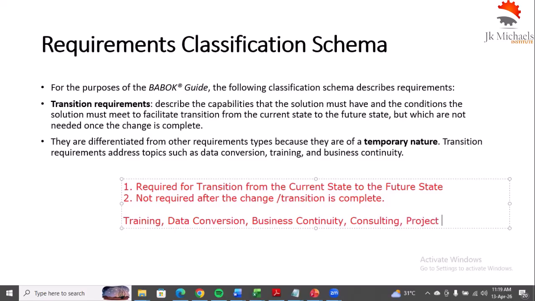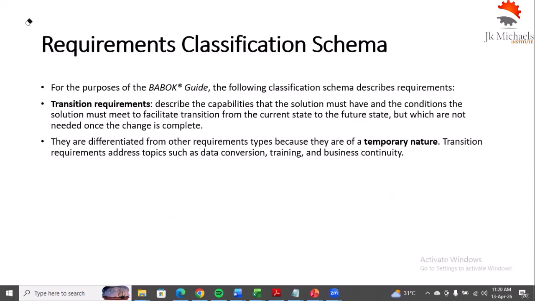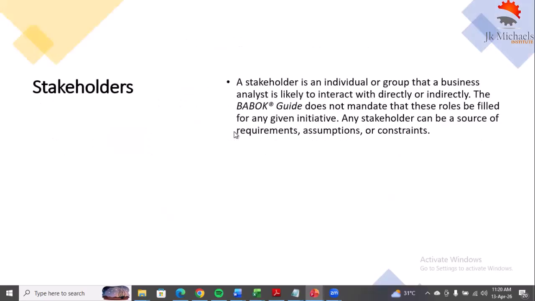Certain kinds of project activities, right? Would be basically transition requirements. Once you're done with them, then those activities are disbanded. They're not continuously done because we've been able to achieve the goals of the organization. We've been able to achieve the future state. We've been able to achieve the objective of the change.